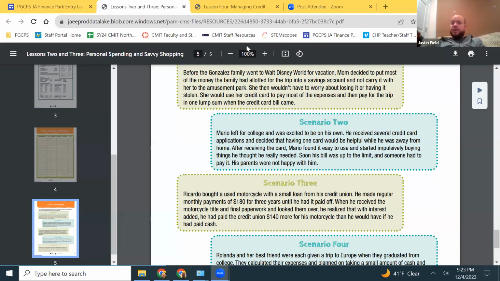What do you guys think? Disadvantage or advantage? I think it's obvious this one is a disadvantage because Mario started spending impulsively. So Mario said, I need this and I have a credit card so I can get it. But he didn't actually have the money to pay for it. And then when the bill came, he didn't have any money to pay the bill. So it was a bad situation for Mario.